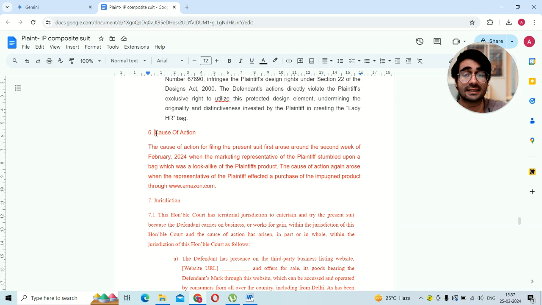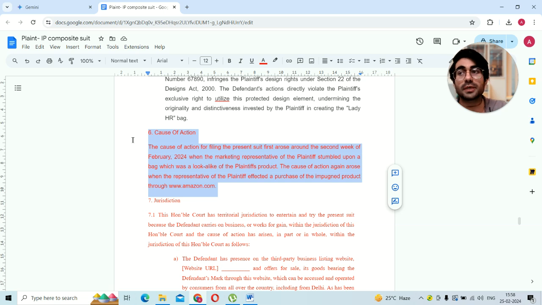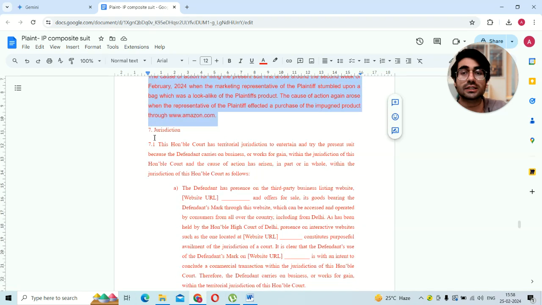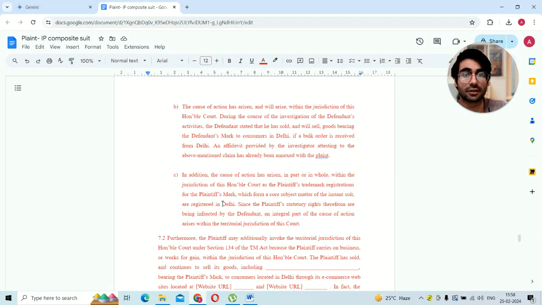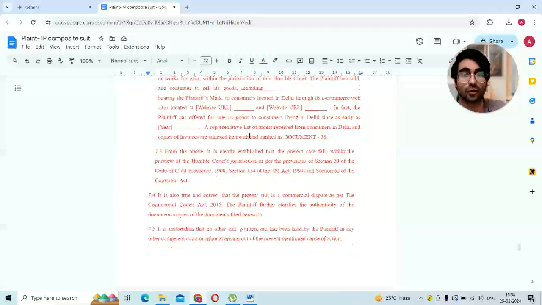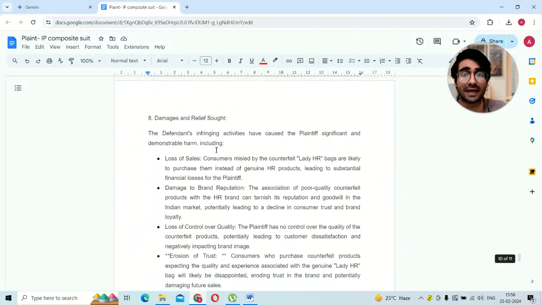Cause of action. So basically this information is something that you will have to add yourself. When exactly did the cause of action arise? You have to speak to your client, you have to add that information. Jurisdiction also, it's better if you do this yourself. You see which would be the correct jurisdiction, and then you justify it, right? So that is what has been provided over here by me.